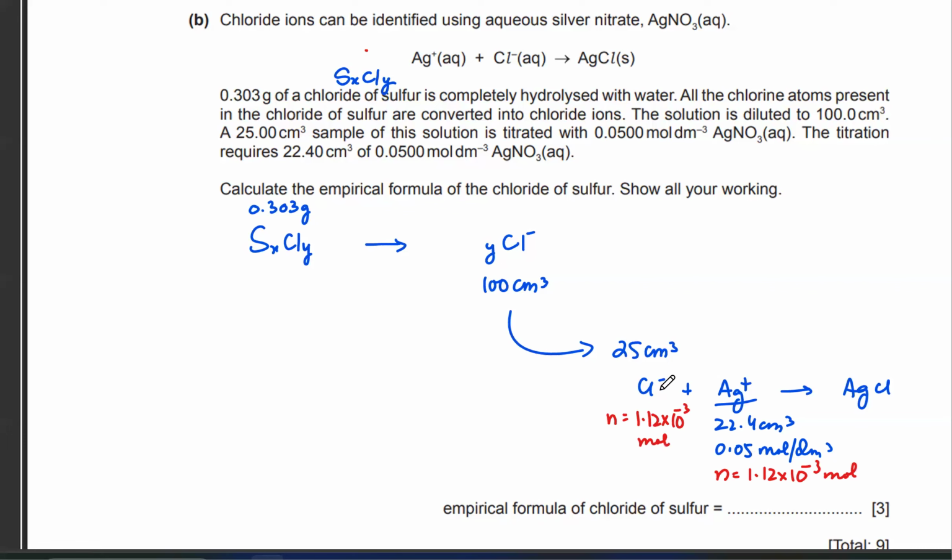So that's the amount of Cl ions present in the 25 cm cube sample. So what is the amount of moles in 100 cm cube? We will just multiply by 4. In 25 you got this much, so in 100 you're going to get 4 times more. So what do you get if you multiply this by 4? 4.48 multiplied by 10 to the minus 3. Okay, so you found this. Now the tricky part. How do you find the empirical formula of this?